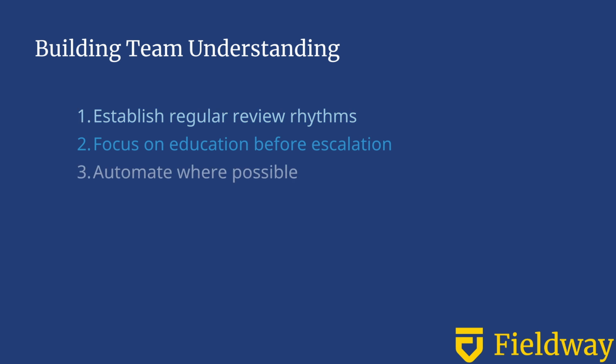Finally, they automate where possible. Tools like Jira's control charts or custom dashboards can flag when metrics exceed control limits, making it easier for teams to know when to investigate. What used to require manual calculations and plotting can now be done automatically, letting teams focus on interpreting the results rather than creating the charts.